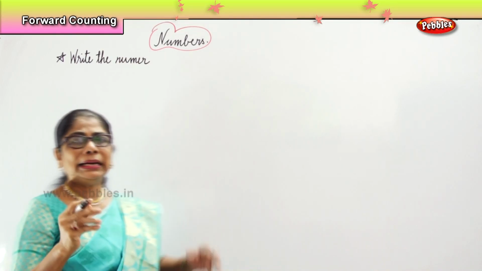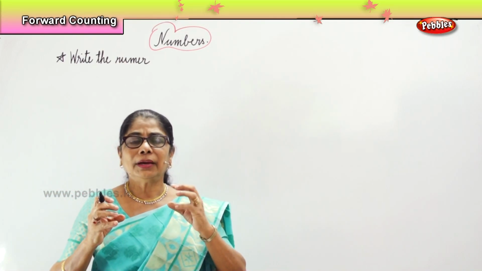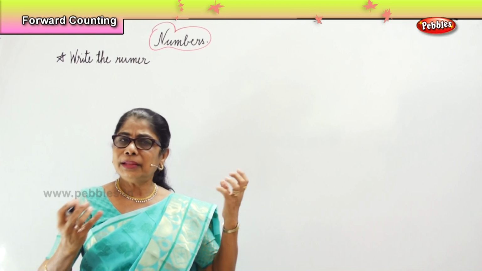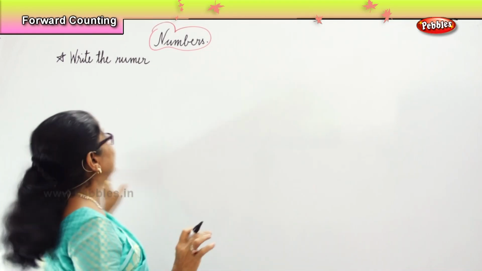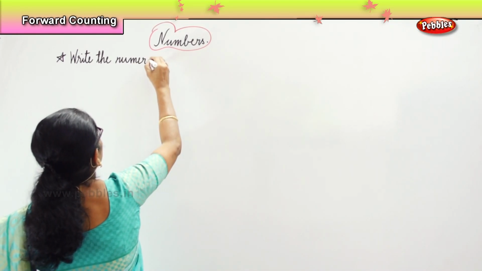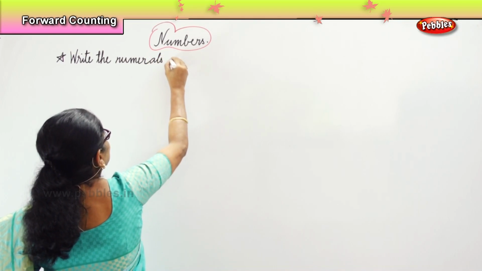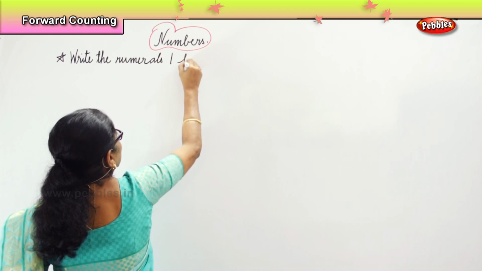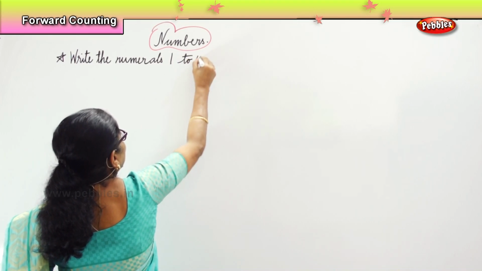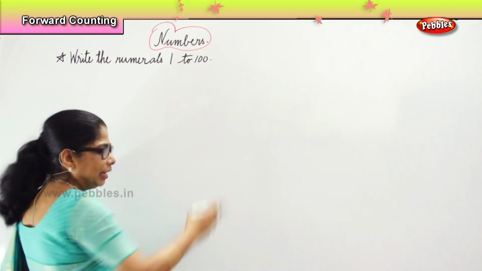When you say numeral, it is numbers. When you say number names, the numeral and its name. So write the numeral. Numerals 1 to 100. What is the meaning of that?